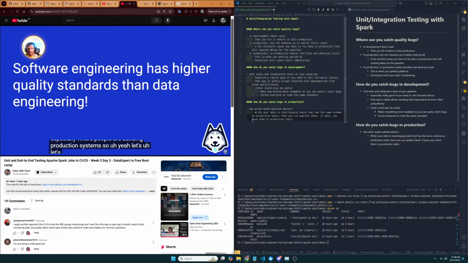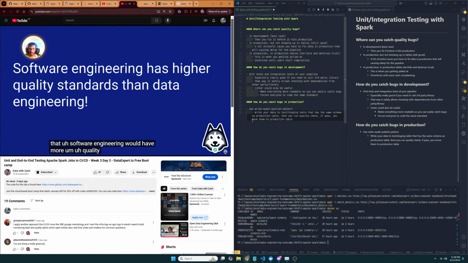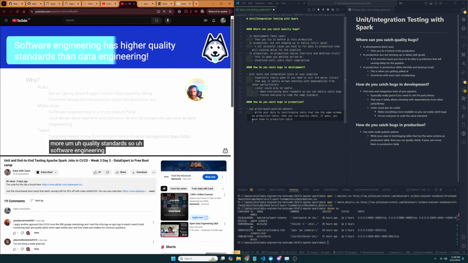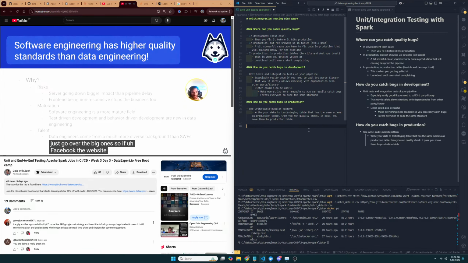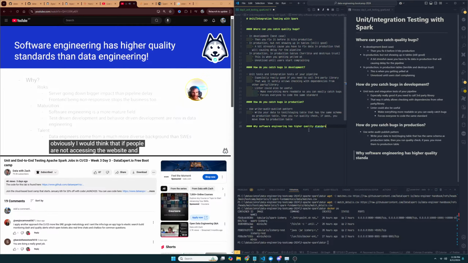So yeah, let's go into why that's the case, right? Because that seems kind of strange that software engineering would have higher quality standards. Okay, let's just go over the big ones. If Facebook, the website, goes down, does Facebook lose more revenue from that, or if a data pipeline that powers notifications goes down? Obviously, if people are not accessing the website and they're not being served ads, that's going to cause a problem, right?